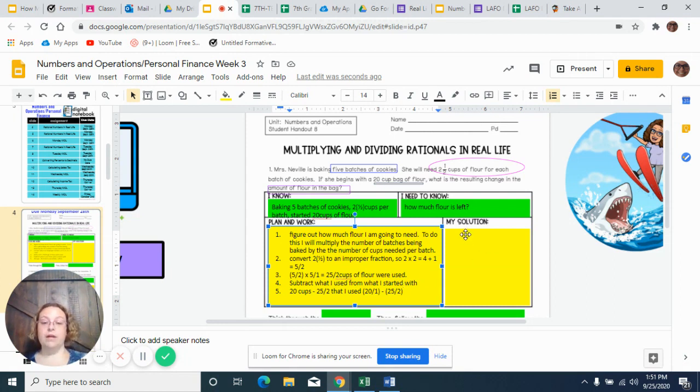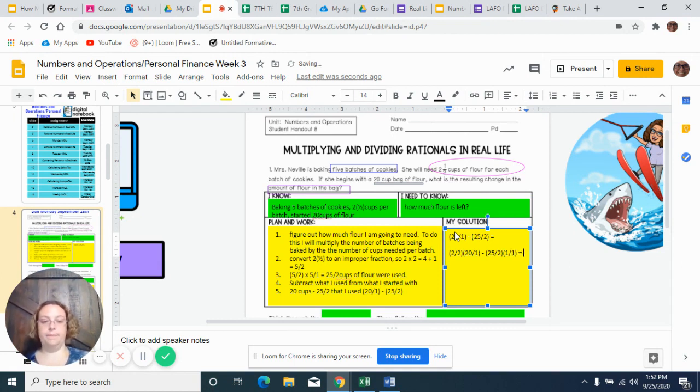Okay, so I'm going to come over here because this is now going to be my solution. I'm going to transfer it over here. So I have 20 divided by 1 minus 25 divided by 2. Okay, I'm going to come down. So now I'm going to bring that 2 over. So 2 divided by 2 times that 20 over 1 minus, I have that 25 divided by 2. Now I'm going to multiply it by that 1 over 1.